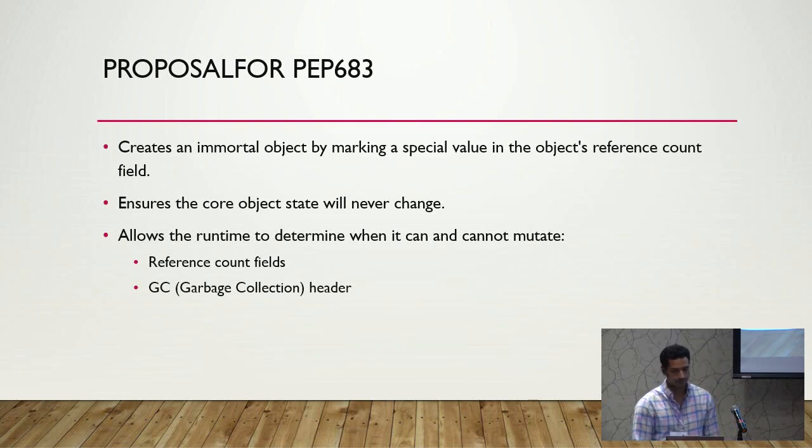The proposal was to create an immortal object by making a special value in the object reference count field. Just assume that if you were the designer, what would you do? First of all, you would say that the reference count should be out of scope for immortal objects. If they are truly immortal, let them move out of the reference count. There should be no op. And ensure the core object state will never change. Not a single thing should change for that object. That's what we call immutability. It also allows the runtime to determine when it can or cannot mutate.